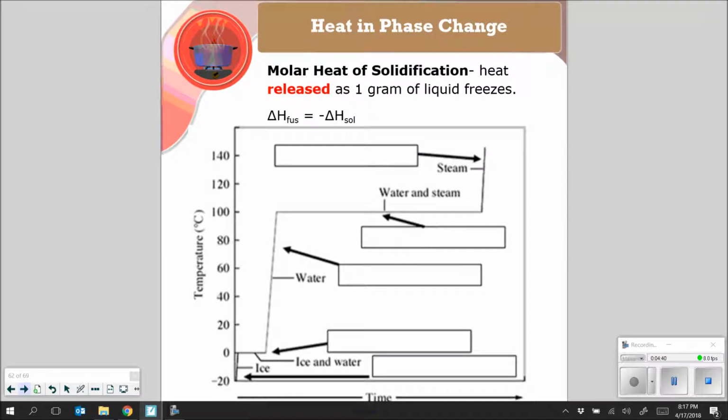The opposite of that would be the molar heat of solidification. So heat is going to be released as 1 gram of liquid freezes. So my heat of fusion is going to be equal to the negative of my heat of solidification, which should make sense because solidification would be if I'm going from water back to ice. And in order to do that, you have to release heat. And so it's going to be a negative value.